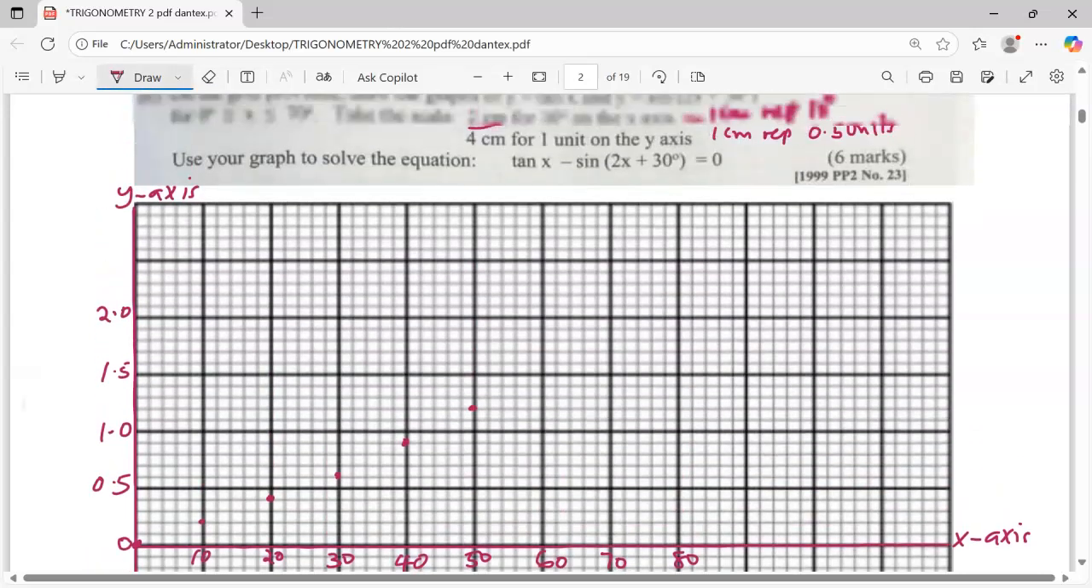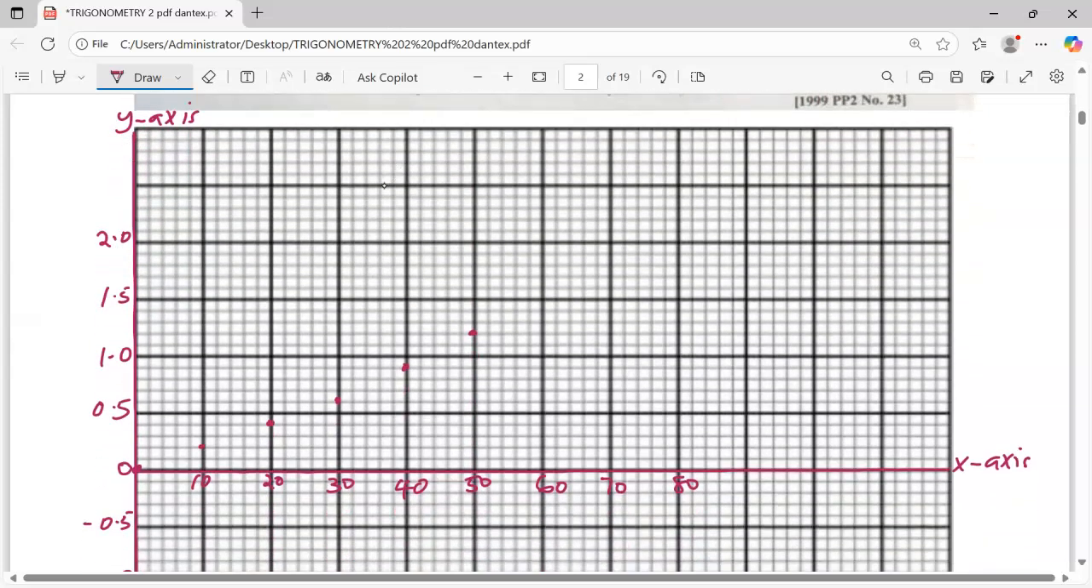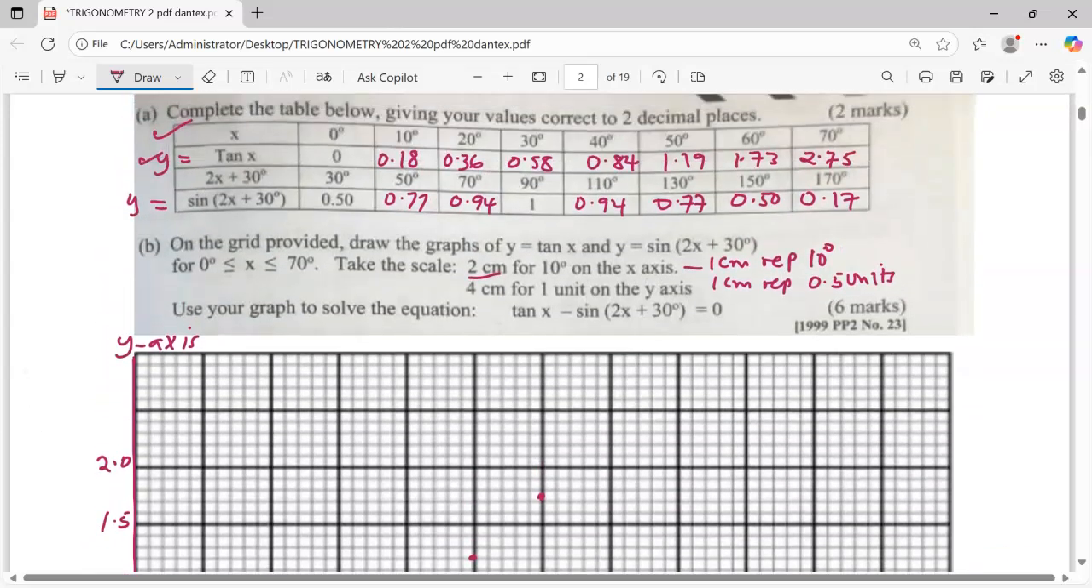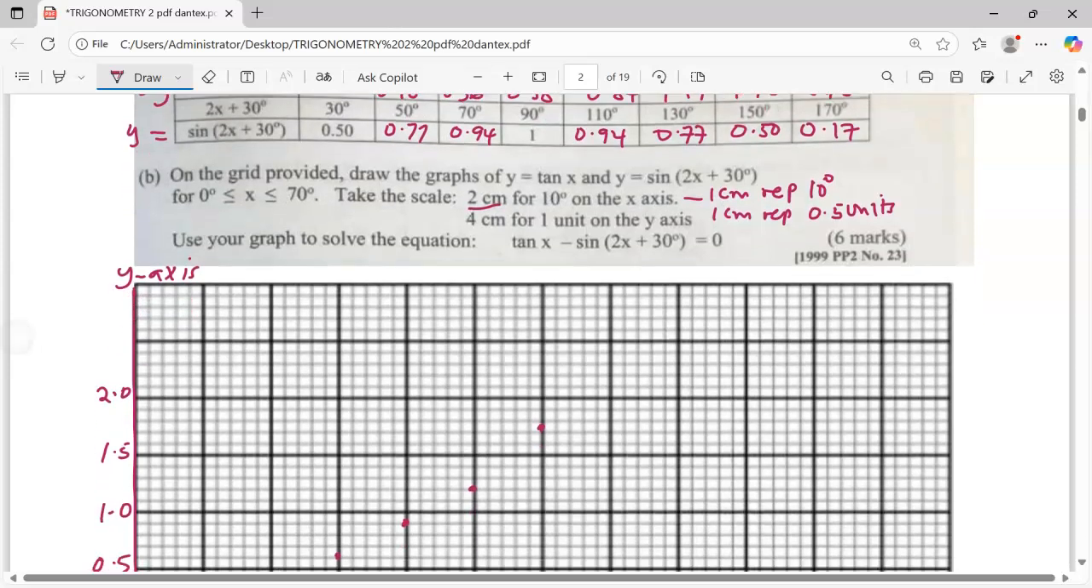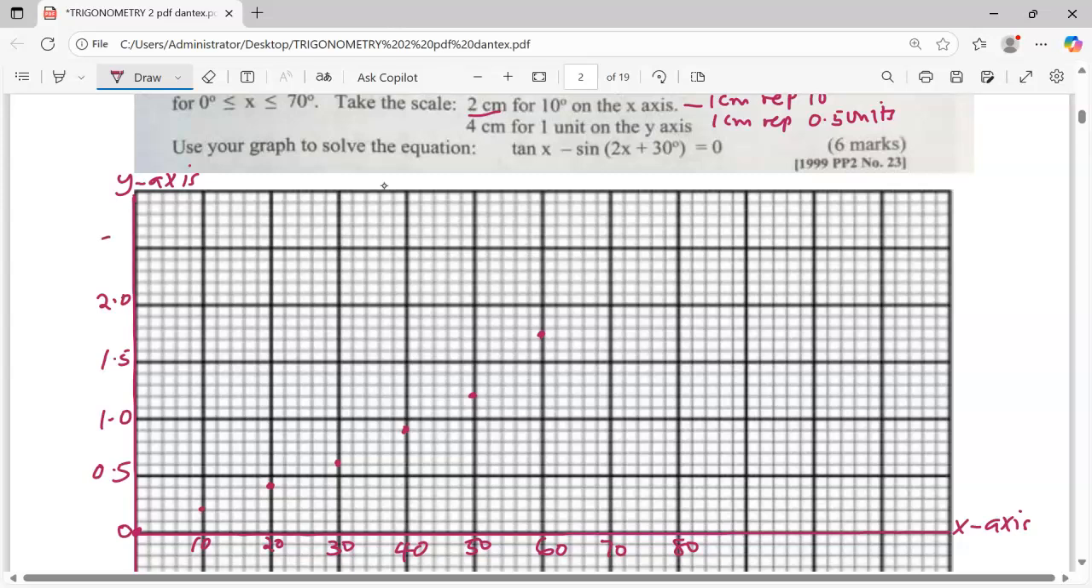Next, we are going to go to 60. At 60, we are going to have 1.73. 1.73 at this point here. At 70, we are going to have 2.75, which is approximately 2.8. So we are going to have 2.5 here and 3 at this point, such that at 70 we are going to have 2.8. This is 6, 7, 8 at this particular point.